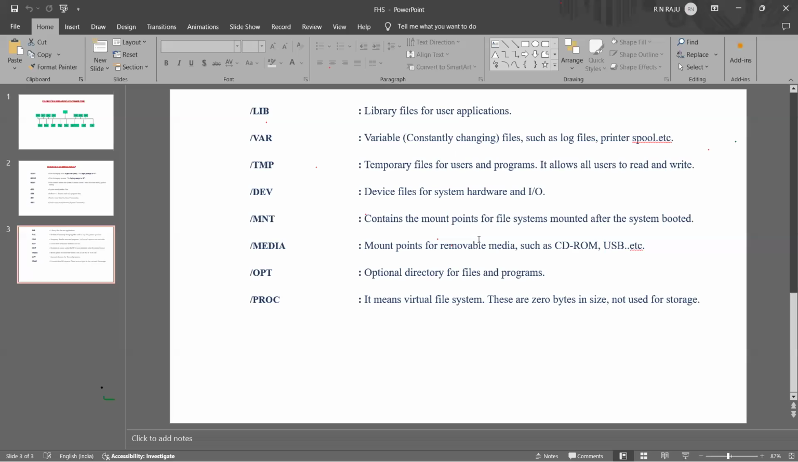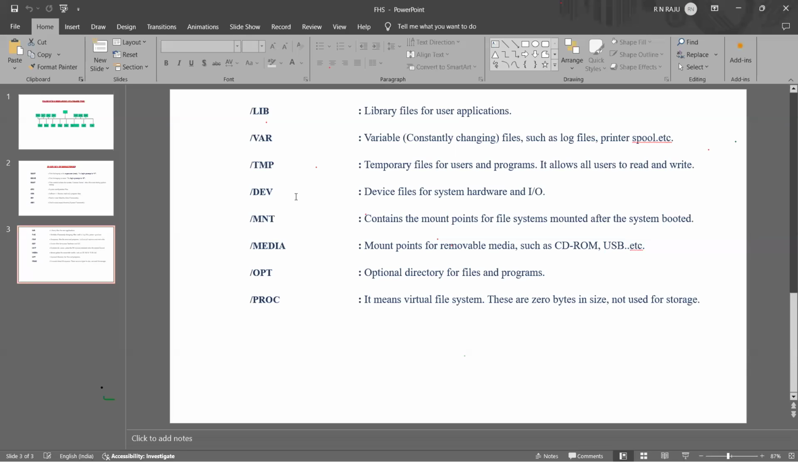Next, what is meant by the lib directory? It maintains library files information. You know that. And what is var? Var means variable files. Variable files means things like log files, printing information, mail information, and everything is by default under the var directory. And /tmp is temporary files information. So by default, /tmp maintains temporary files.